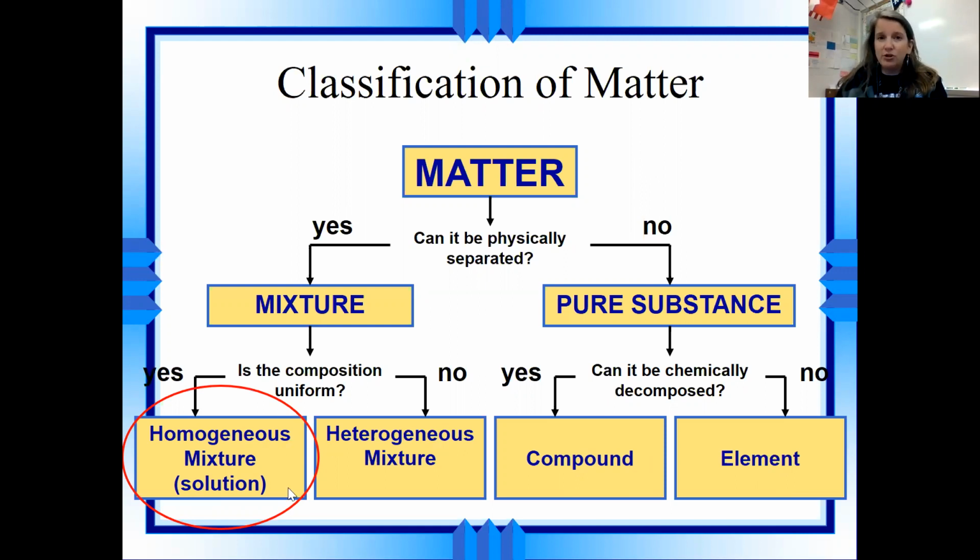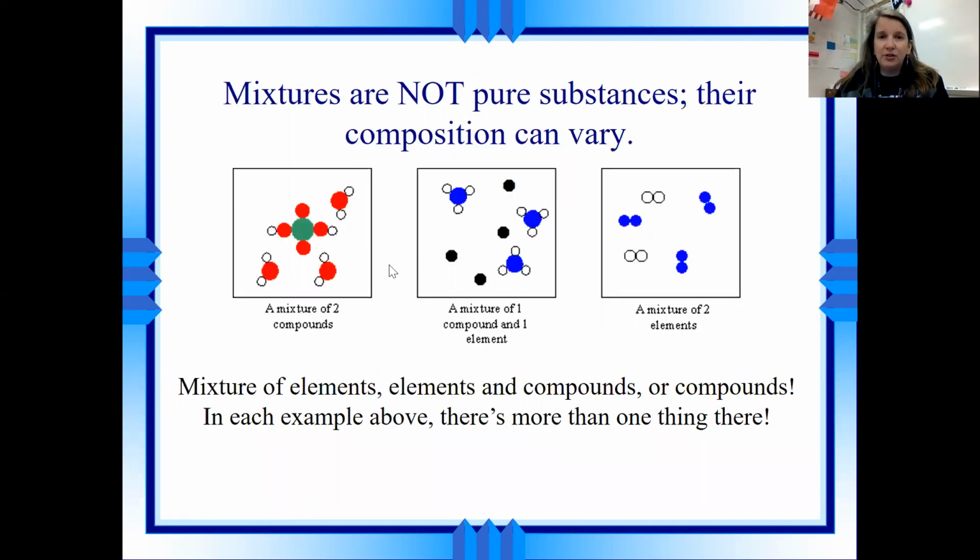And when you look at a solution like Kool-Aid, like salt water, you can't see the different components of the mixtures and it looks very evenly distributed throughout. That's a homogeneous mixture. In other words, a solution. So when you're talking about mixtures and solutions, it has to contain at least 2 different substances. Okay, and those 2 different substances are not chemically combined. That's why they're not compounds.